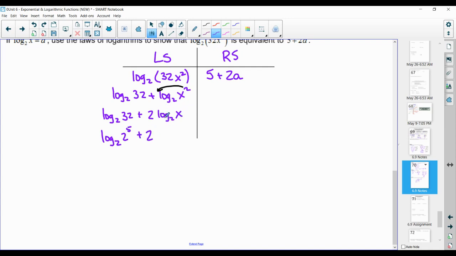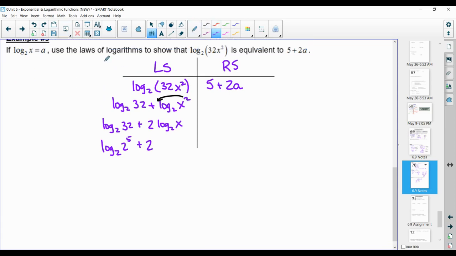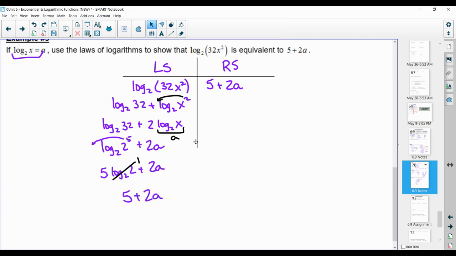Now, we already know that log base 2 of x, based on the statement above, is a. So we're going to replace this with an a. So that gives me log base 2 of 2 to the 5th plus 2a. Well, this 5 is going to come forward, so we're going to have 5 times log base 2 of 2 plus 2a. Log base 2 of 2 is 1, and so that's going to leave me with 5 plus 2a. So looking at our expression on the right-hand side, we know that both sides are equal, so we can check it off and show that left side equals right side.